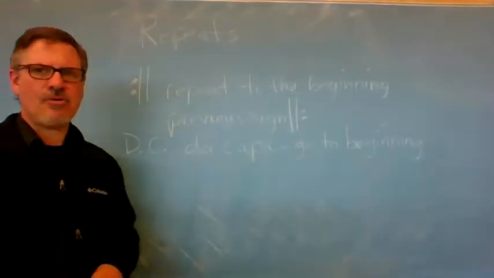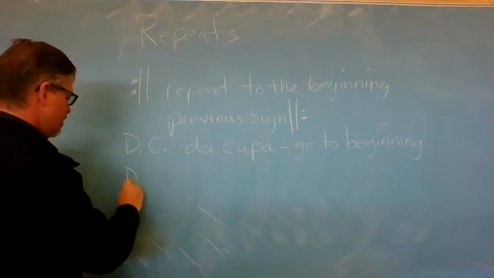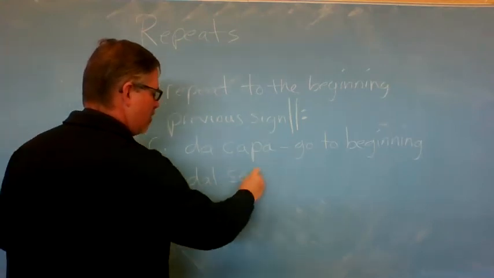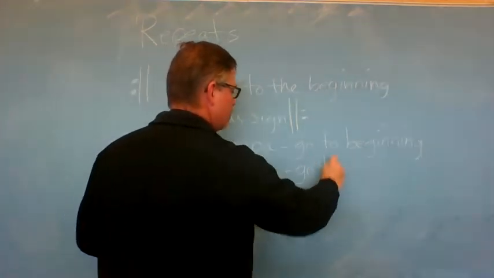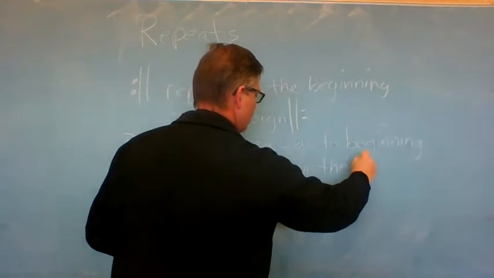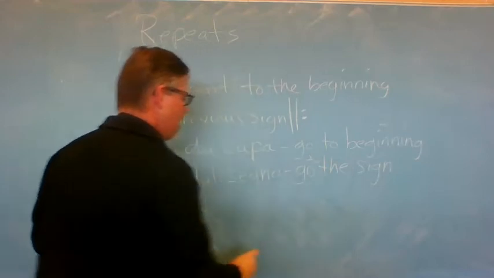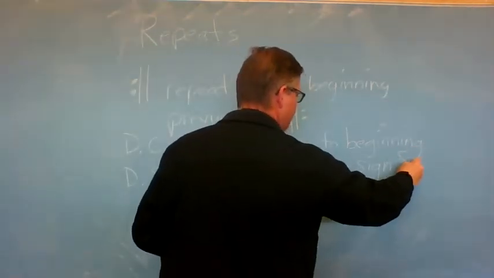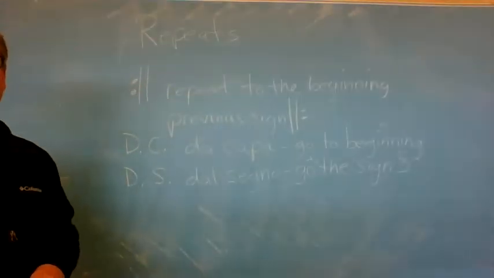And then we have another one that is a D.S., which means dal segno, which means go to the sign. And the sign looks like an S with a slash in it and a couple dots. Go to the sign.